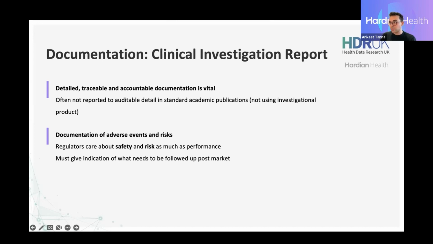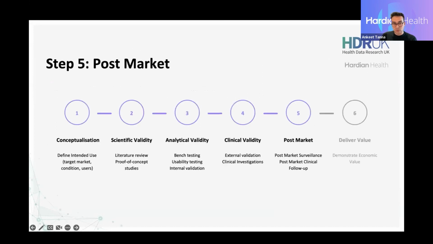We'll talk about post-market data first, and then we'll come back to the clinical evaluation report, which is the fundamental and final clinical evaluation document, which needs to be updated. And then we'll move on to more broader considerations of how clinical evaluation fits into value propositions and delivery. So I'll hand over to Hugh for post-market surveillance and post-market clinical follow-up.